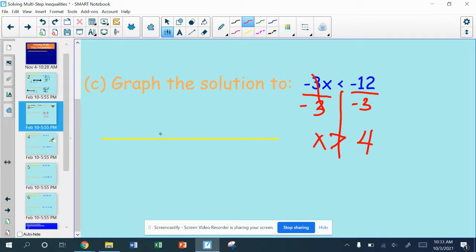So when I do this, I'll have 3, 4, 5 are my numbers. Again, not equal to 4, so really, really close. We're going to go with an open circle. And greater than 4 points to the right, we shade to the right. Right? Finding numbers that are bigger than 4.